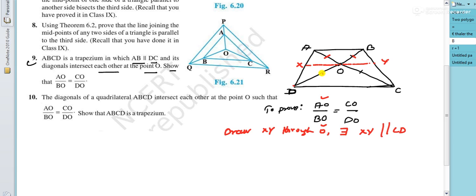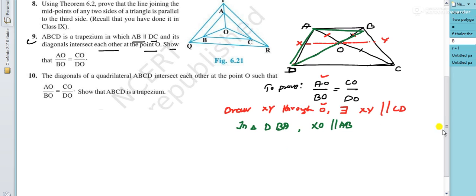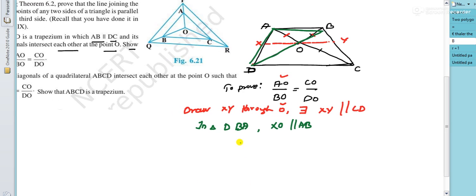So what are we going to do? Simple. See here, we'll take two triangles now. This one, DOX. Okay. So in triangle DBA, here you can see XO is parallel to AB. Correct? So since it is parallel, what can we write? Yes, we can write DO by OB equals DX by XA.